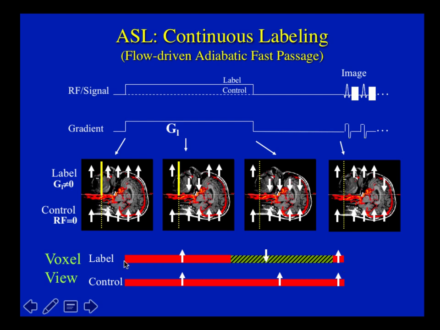So in this case, we have the same situation as the pulse labeling experiment. The status of the blood arriving at the beginning of the experiment is unaffected. After some time, the tagged blood starts to arrive at the voxel in the labeling condition, and in the control condition, all the blood that arrives throughout the experiment has not been affected. So by subtracting the two images, we isolate the effect of inverted blood arriving at the voxel.